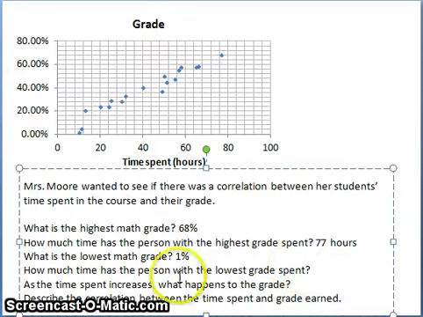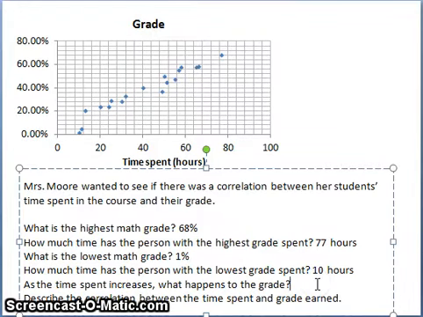How much time has the person with the lowest grade spent? Okay, well, I know it's counting by 4, so 4, 8, this would be 12. So it's halfway between 8 and 12. So I'm going to say that that's probably about 10 hours. Good answers here would be 10 hours or maybe even 11 hours. Nah, closer to 10 hours really, so probably 10 hours.